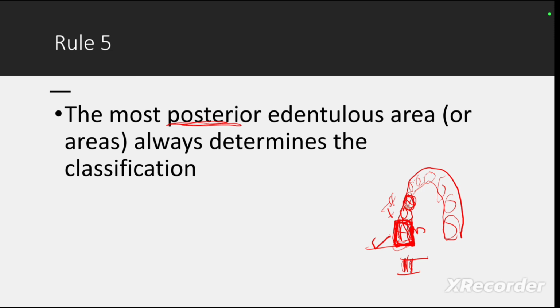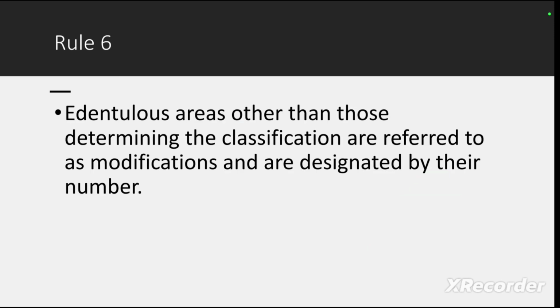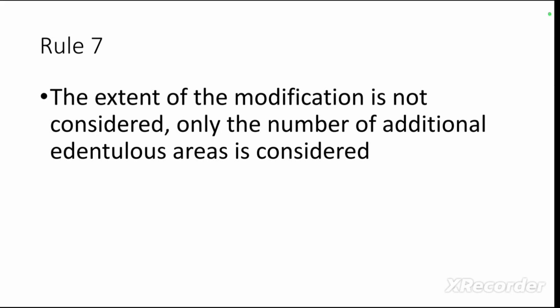So these spaces are considered as modifications, and depending upon the number of spaces, not the number of missing teeth, we will calculate the modification. So here it is class 2 modification 1, since there is only one additional edentulous area, which I'll explain later also. So the sixth rule is edentulous areas other than those determining the classification are modifications.